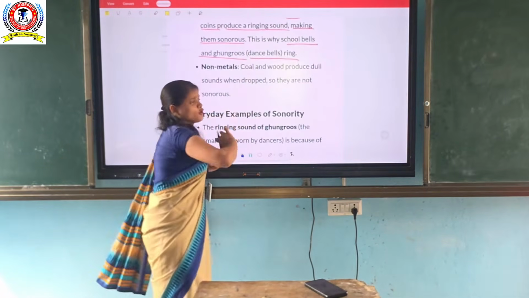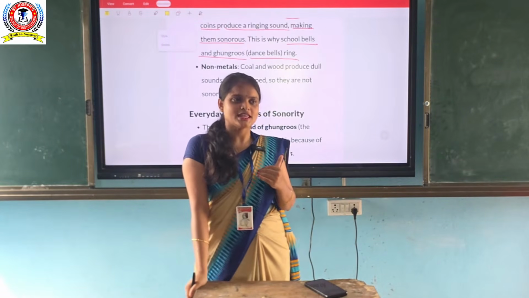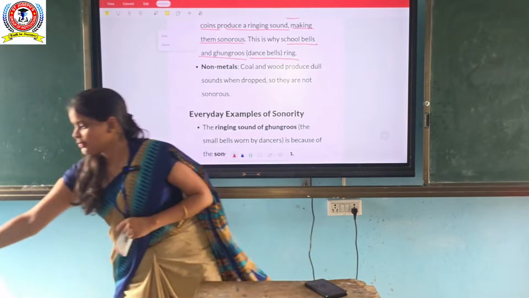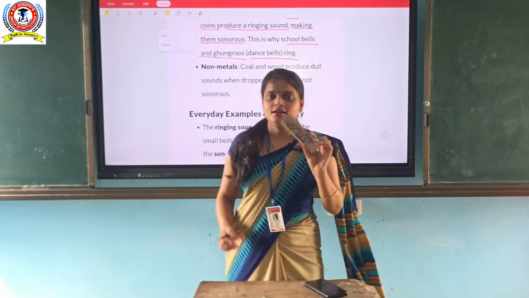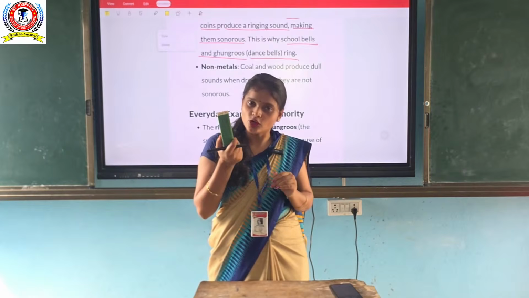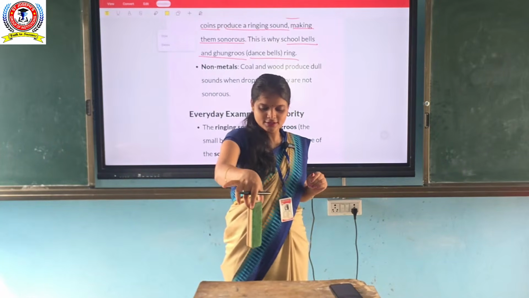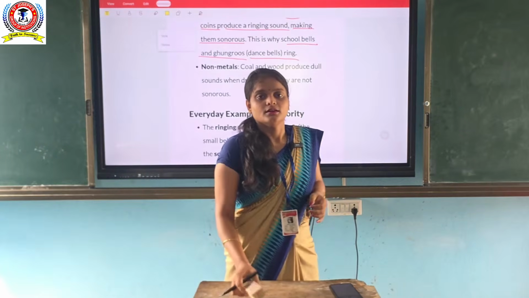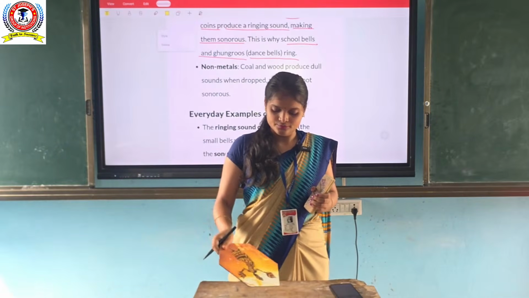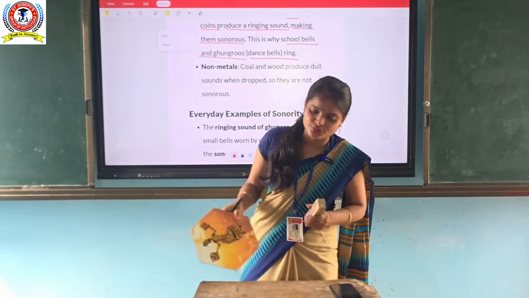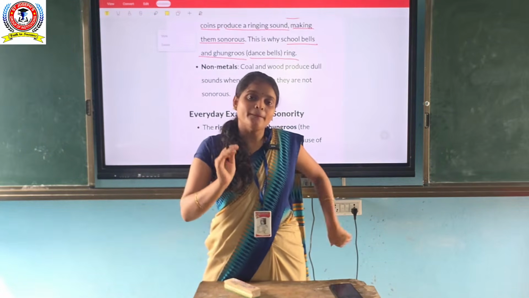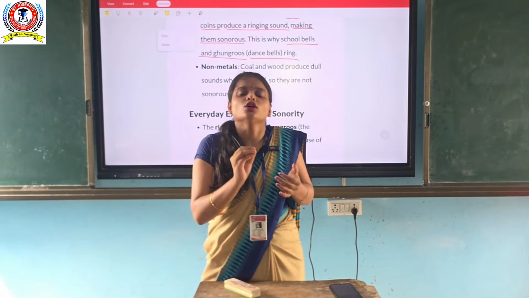Can you say that a non-metal creates a huge or loud sound? I will show you. This is a duster, and we know that a duster is made of wood, which is a non-metal. When it falls on the surface, look. And this other object is also a non-metal, made of wood. Can it create a large sound? No. A non-metal also creates sound, but as compared to metal, non-metals create a dull sound.